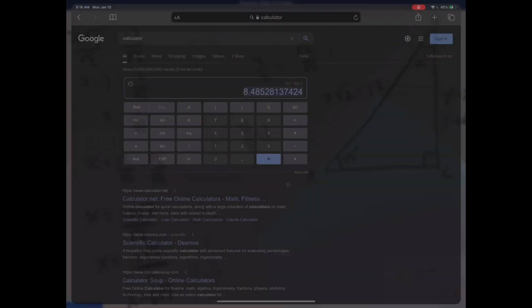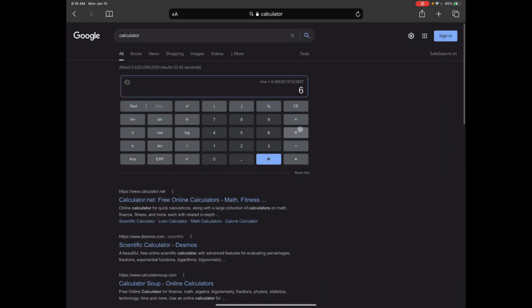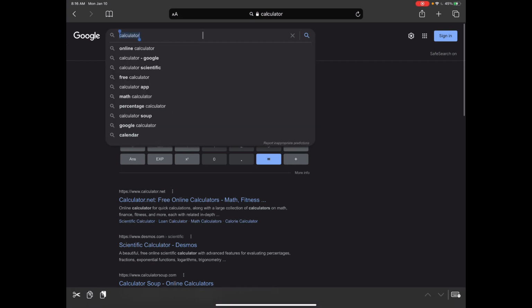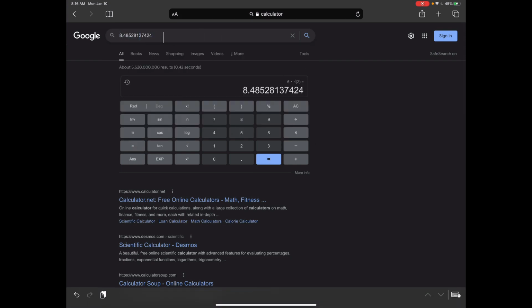And 6 square root of 2. So we're going to do 6 times the square root of 2, which is in fact 8.485, which was what we had before. It's exactly the same thing.